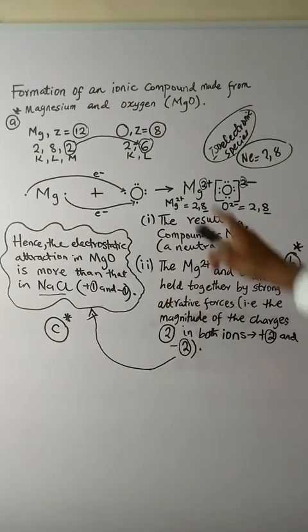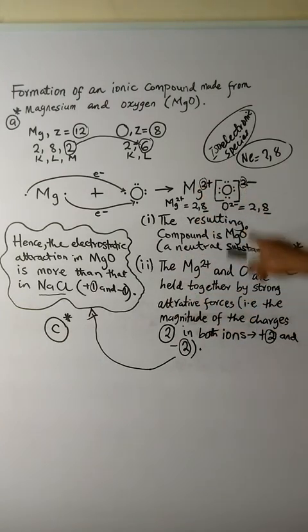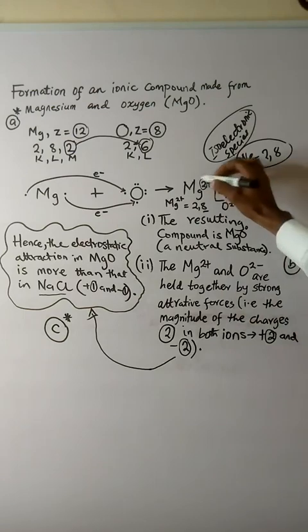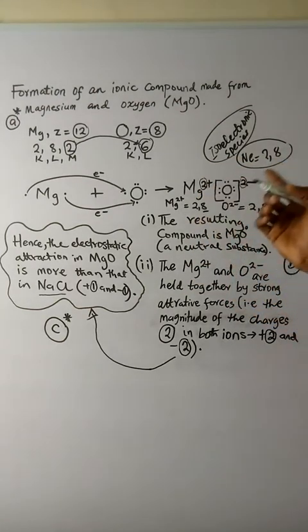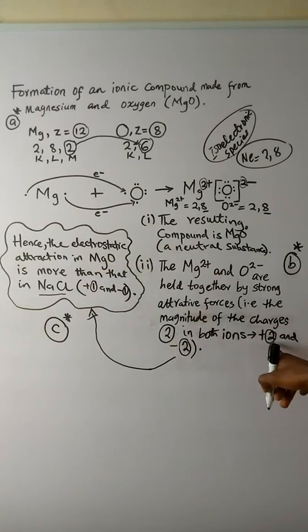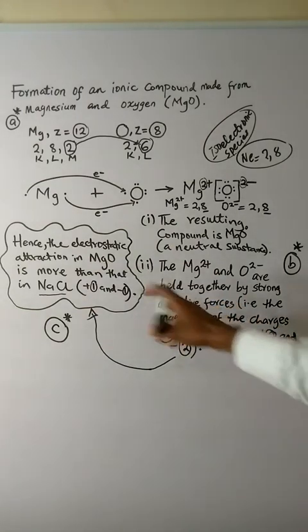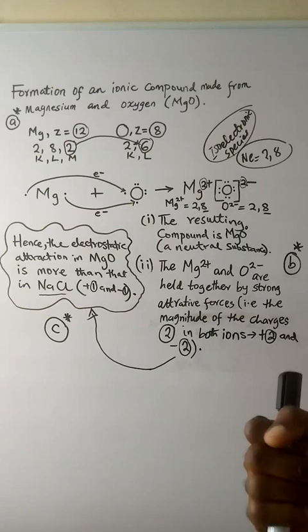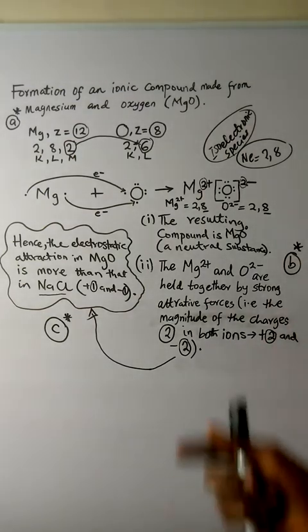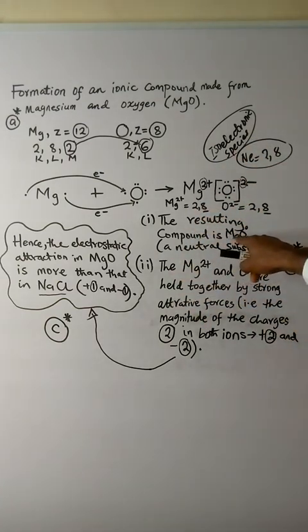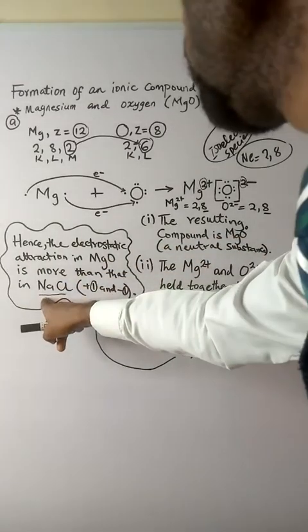Then the second point here is that, of course, this Mg2 plus and these O2 minus ions are held together by strong attractive forces, okay? However, it is important to know that the magnitude of the charges is the number in front of the charges. Here you can see both magnitudes are 2 and 2, just like we have in sodium chloride, 1 and 1, okay? The magnitude of charges in both ions is, of course, 2 and 2. And you discover that 2 and 2 is more than 1 and 1. So we expect that the higher the magnitude of the charges, the stronger the forces of attraction or the electrostatic attraction. So ultimately, we're expecting that the electrostatic attraction formed in magnesium oxide should be greater than that formed in sodium chloride.